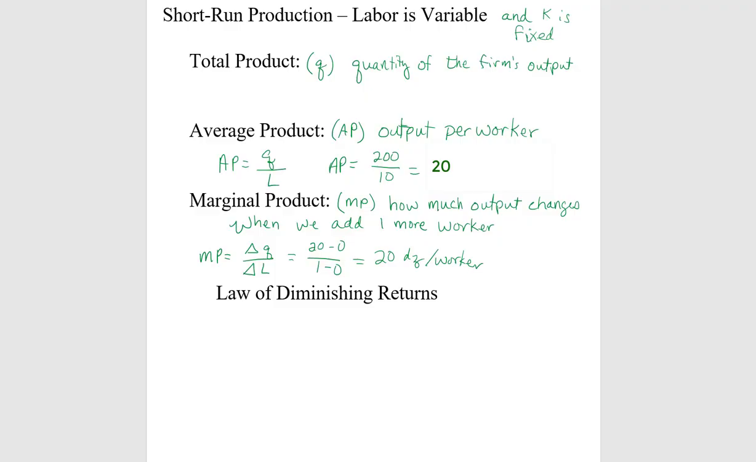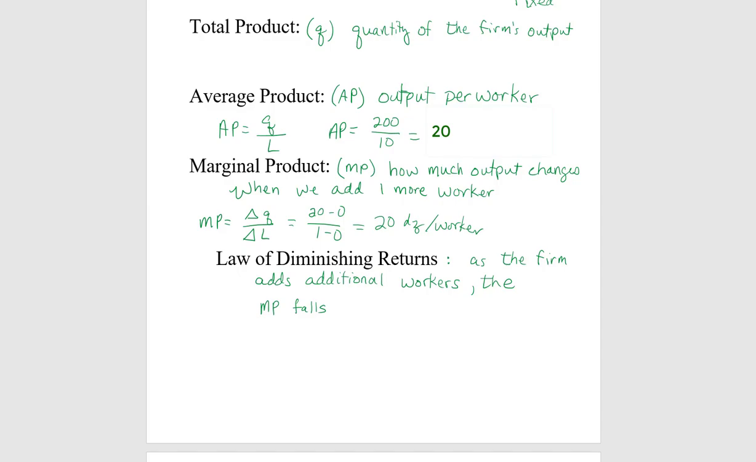One of the key concepts in economics is the law of diminishing returns. When we say returns here, what we really mean is that marginal product. So as the firm adds additional workers, when the law of diminishing returns kicks in, that means the marginal product for that next worker is lower than for the previous worker.